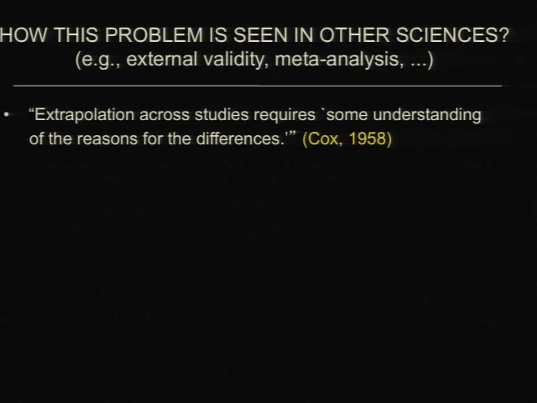This problem is known in other sciences, as I said, and there are different names for the transportability family: external validity, meta-analysis, and others. And this is a quote by Cox, a famous statistician, in his book from '58. He said, extrapolation across studies requires some understanding of the reasons for the differences. This is kind of anecdotal, but it's a nice and insightful quote. He's saying basically that you need to understand what the differences are. And our goal is to pinpoint, formalize, and exploit that as much as possible, because this is a very general, broad way to put the problem.